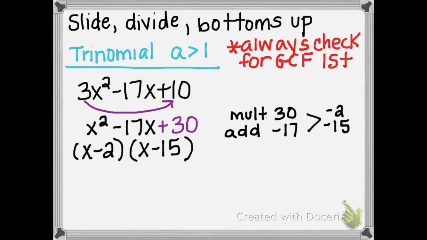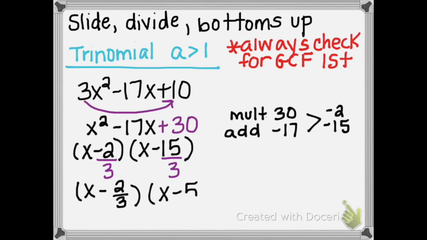Now, at this point, don't think that you're done. So you have done the slide, now you need to divide. And divide basically means that I'm going to divide by the number that I slid. So I need to undo that multiplication that I did initially. And at this point, we're going to simplify. So 2 over 3 is going to stay 2 over 3. But when I look at 15 over 3, that's going to simplify. And that's going to give me minus 5. So I have x minus 2 over 3, x minus 5.